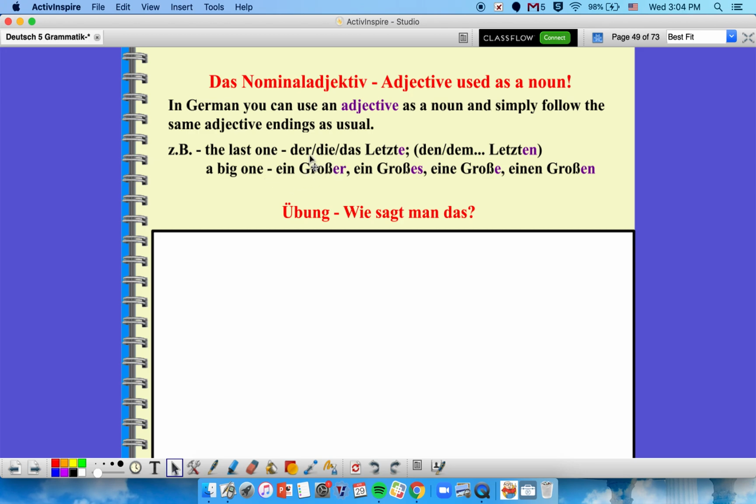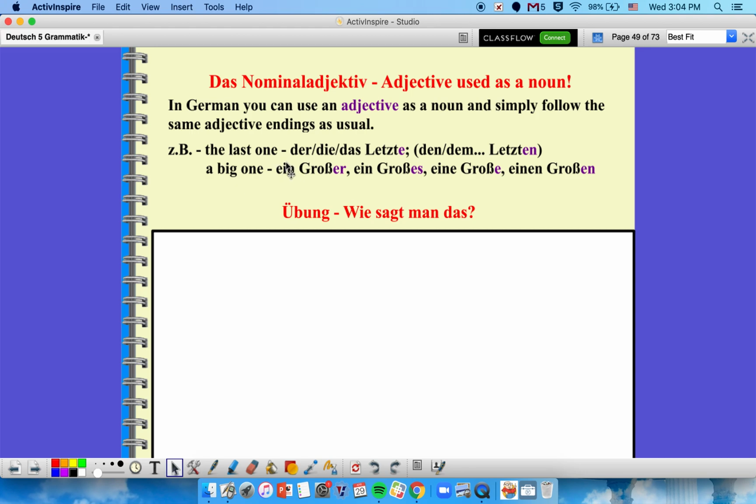So the last one, depending on what it is, could be der letzte, die letzte, or das letzte, based on specifically what it is and what the gender of that thing would be. And then obviously it could change into den letzten or dem letzten if it were in a different case. And then if you were saying something like a big one, that could be ein grosser, ein grosses, or eine grosse, or if it's in a different case, einen grossen. So it kind of depends on what the gender of the thing you're actually talking about is, and you can match that up with your articles.